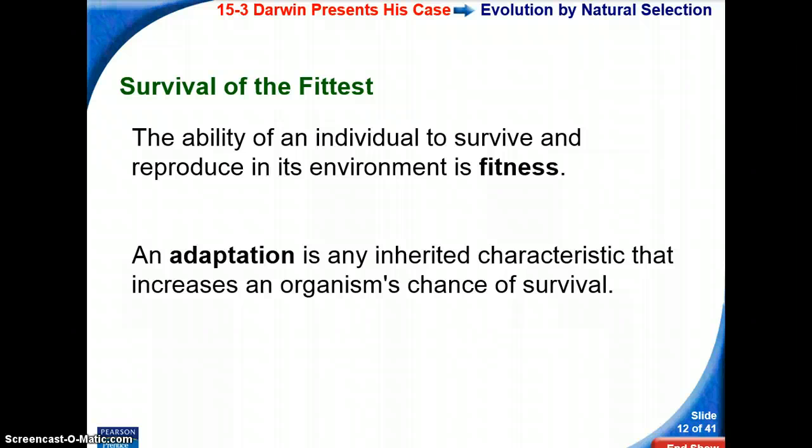So if there are a bunch of birds living in a tree and the tree has only really hard seeds, the birds that have the best beaks for opening those seeds are going to be the ones to survive. The other ones that don't have the same type of beak to get the seeds open will end up dying off and probably going away. The adaptation of this beak is going to allow that bird to survive.